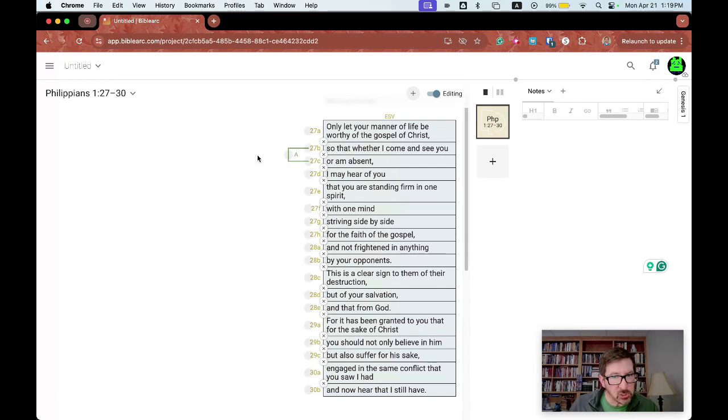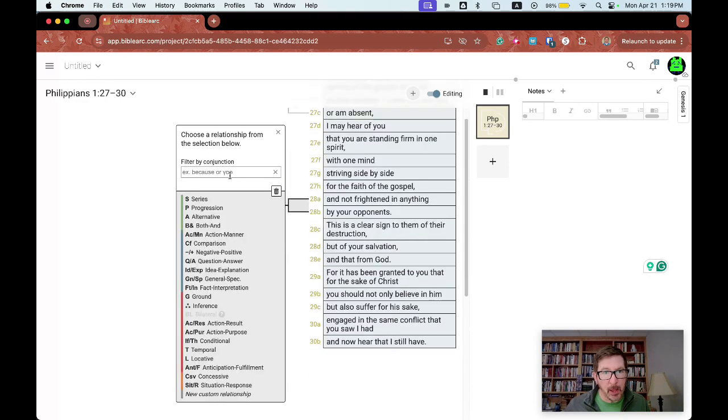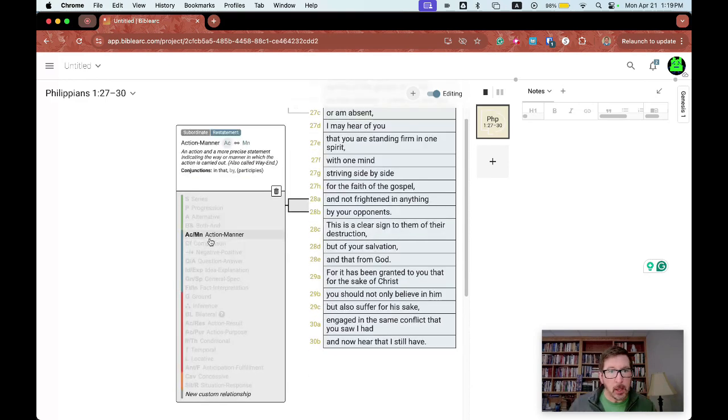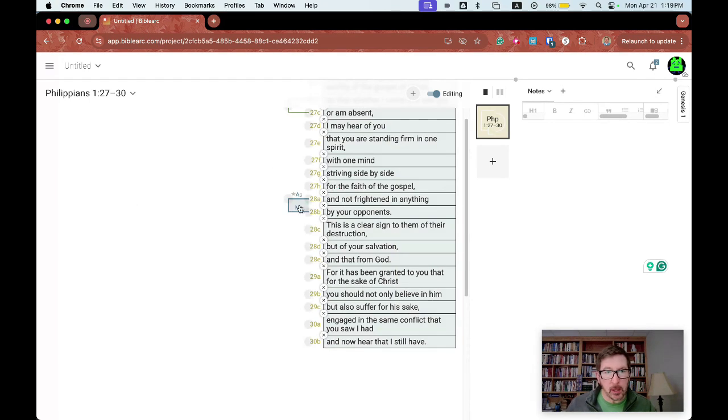And I'm going to delete this too, and here's why. I'm going to connect this, that I may hear of you, and this is what he wants to hear of them, that they're standing firm in one spirit, with one mind, striving side by side for the faith of the gospel, and not frightened in anything by your opponents. I'm going to put this as an action manner, not frightened in anything by your opponents. Like the "by" right there tells us the manner in which something happens.